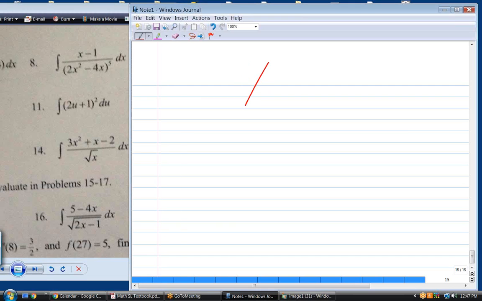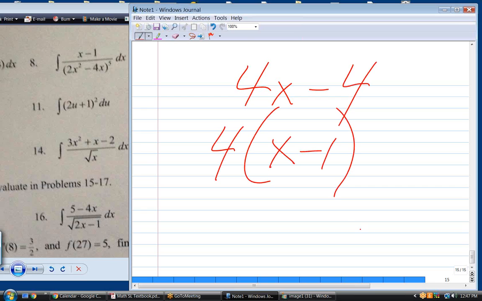4x minus 4? Yes, 4x minus 4. Notice I can factor a 4 out, and I have x minus 1. Well, I got this weird x minus 1 up here I got to get rid of. I got to deal with somehow.